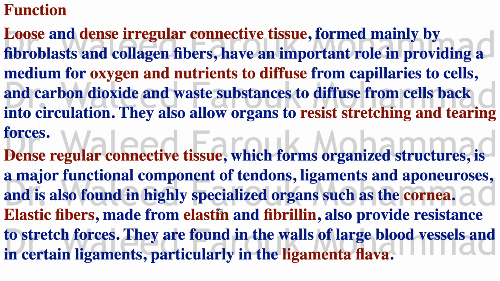Dense regular connective tissue, on the other hand, is mentioned to be found in tendons, ligaments, and aponeurosis, so it's a tough tissue. It's also found in highly specialized organs such as the cornea. If you look at the arrangement of fibers in the cornea, you will find it as if you used a ruler to arrange the fibers. They are parallel to each other.